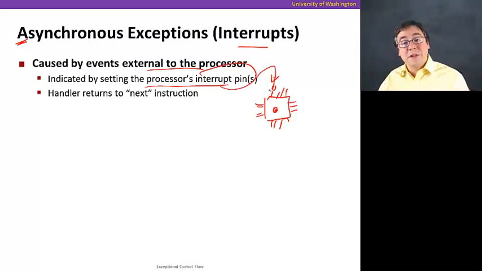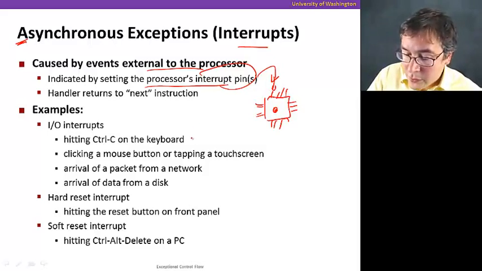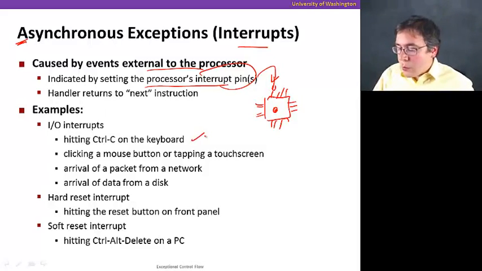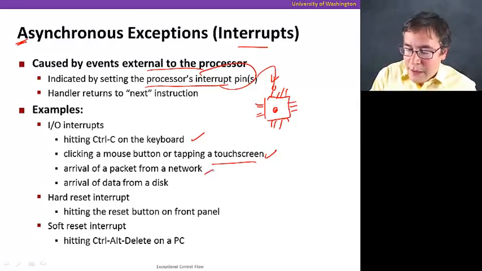An exception is raised, and then the processor jumps to the piece of code responsible for dealing with that interrupt. For example, this interrupt could be time's up in the timer, or it could be a mouse click. It could be hitting Control C on the keyboard, clicking the mouse button, or touching the touch screen, like what I'm doing right now. A packet arrives from the network, and so on.